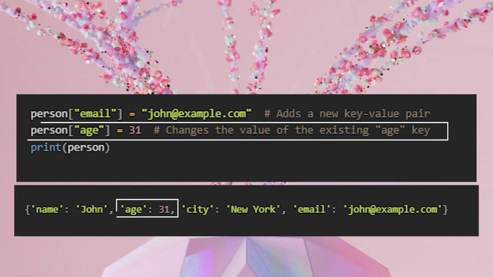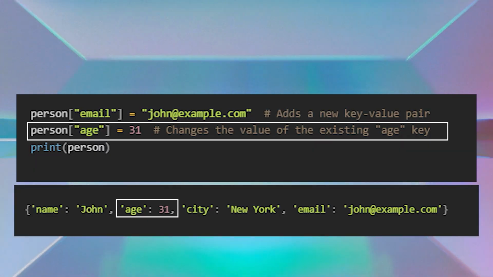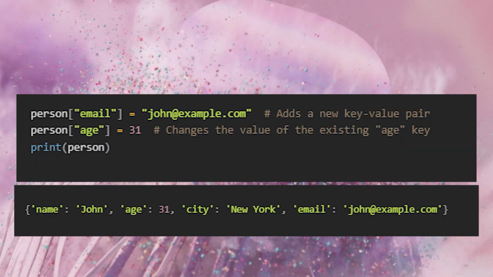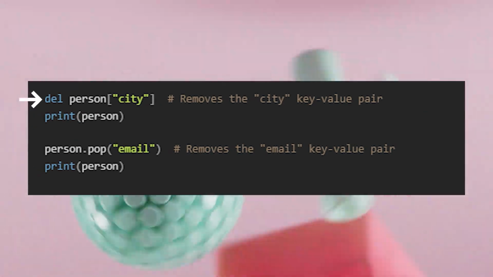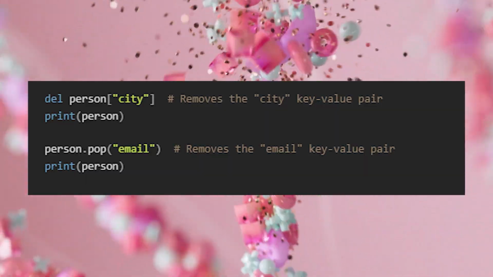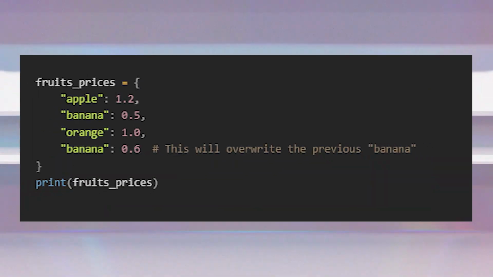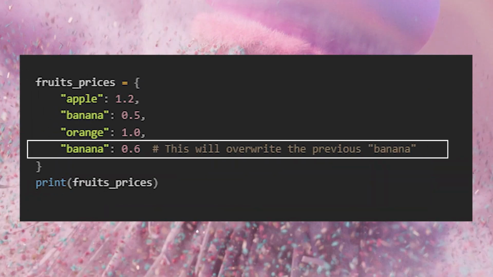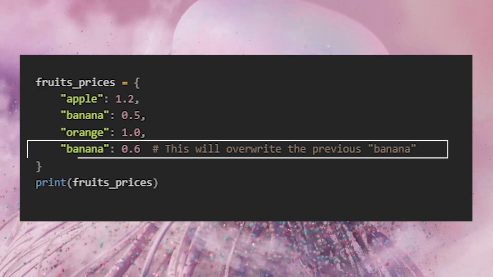But if the key already exists, the value will be updated to the new one. You can remove an item using the del keyword or the pop method. Just like in real life, dictionary keys must be unique. You can't have two identical keys in the same dictionary. However, the values can be duplicated.